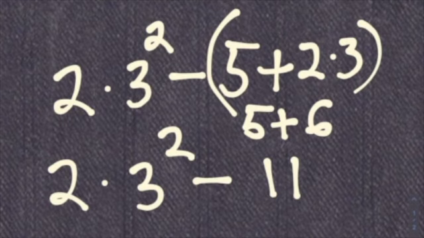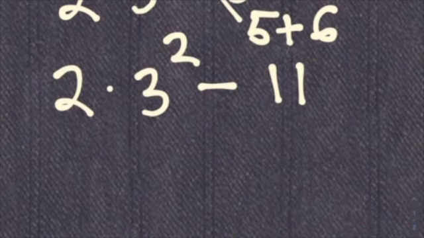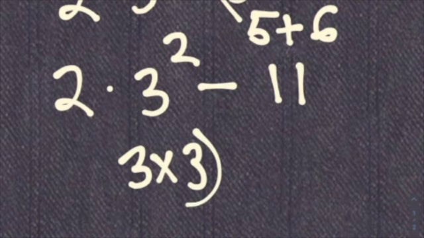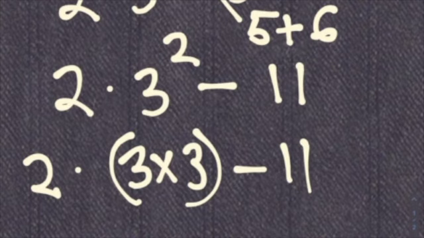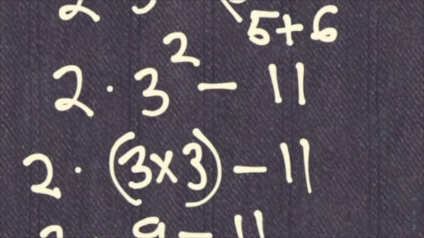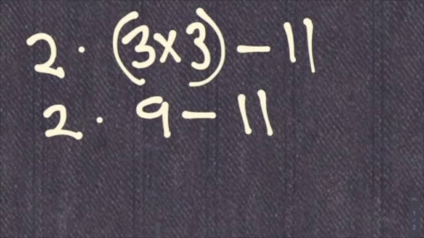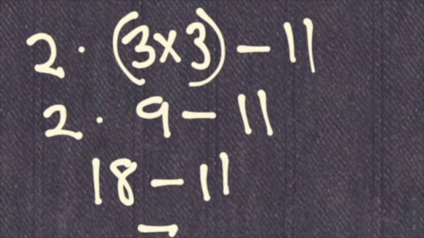Following PEMDAS, I'm going to do exponents first. 3 squared is the same as 3 times 3, which is 9. So now I have 2 times 9 minus 11. Here I'm going to follow the order of operations. What do I do first? Multiplication. So 2 times 9 is 18, minus 11, and that gives me an answer of 7.